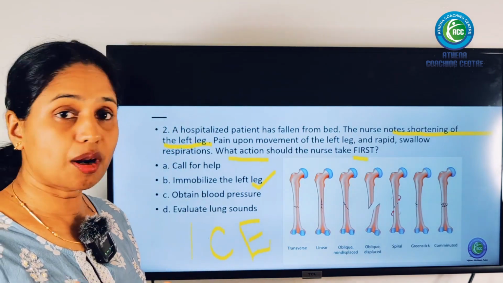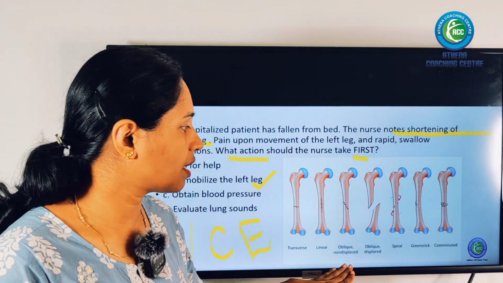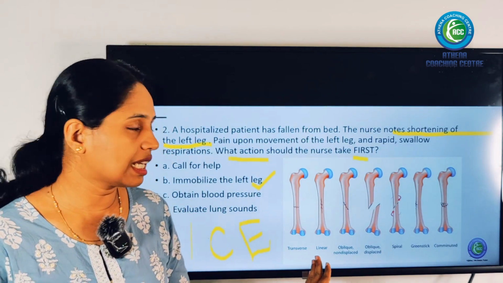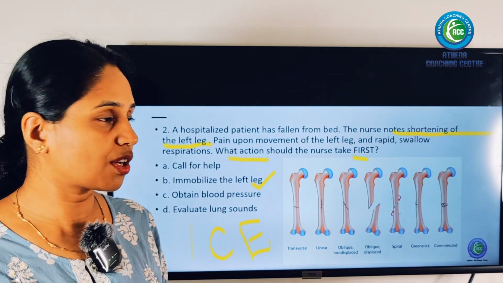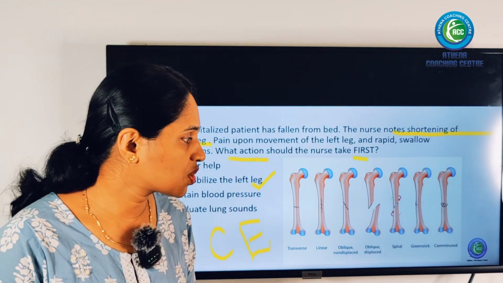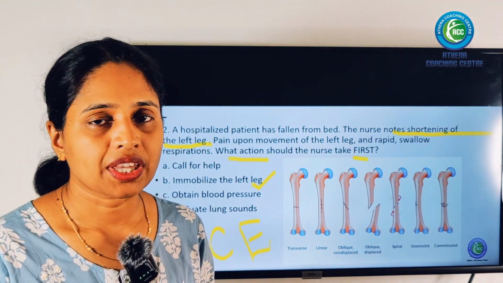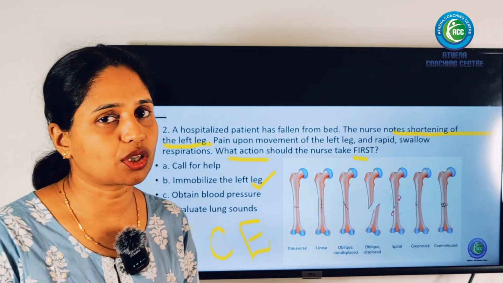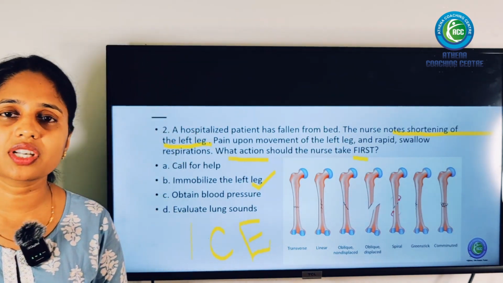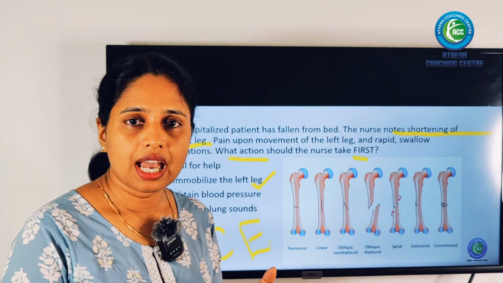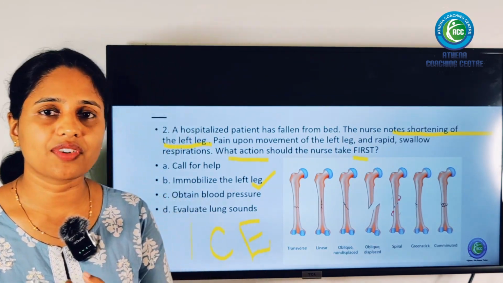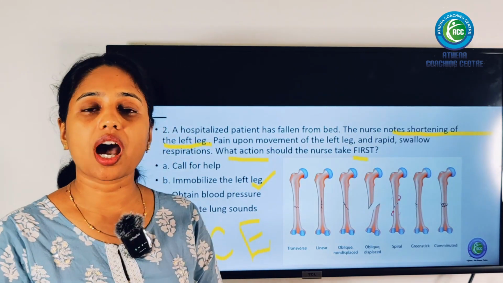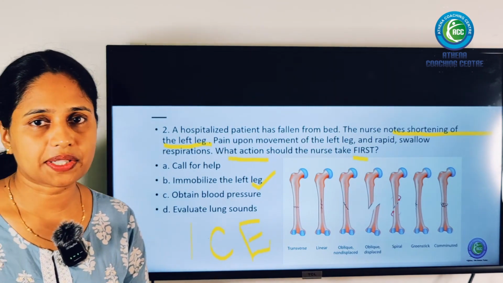Okay, there are many more types of fractures. So at least these types of fracture you just remember: transverse fracture, linear fracture, oblique, displaced and non-displaced, spiral, greenstick, and comminuted fracture. And another common type is open fracture and closed fracture. Open fracture is where the bone is fractured and the skin is not intact, the skin is also broken and the fractured bone fragment is exposed out.